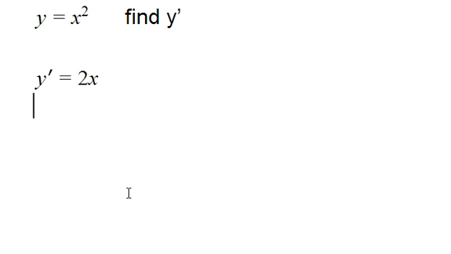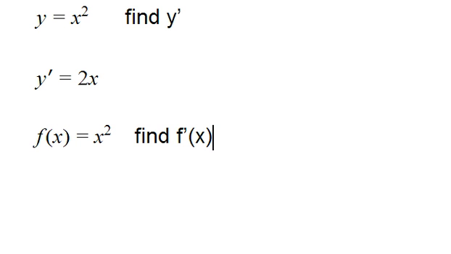Also, you might see it written like this. We'll say f of x is equal to x squared, and we want to find f prime of x. Well, that would actually be the same thing, so f prime of x is equal to 2x. So these are different ways of asking for the derivative.